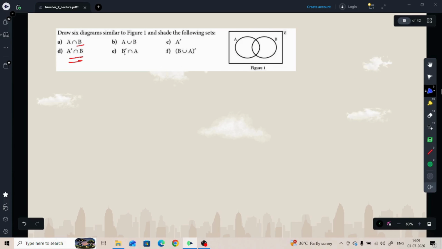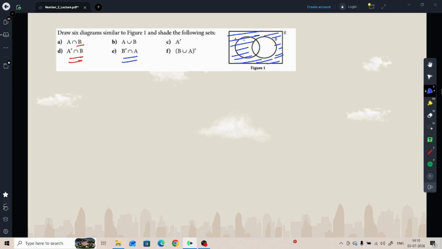The next question is B complement intersection A. Again, you can do it by yourself first and then you can just see the solution which I'm writing over here. So B complement is basically everything leaving B, and then intersection A. So that means this particular region, the common part between them. So in this case, this will be the answer, only this part.